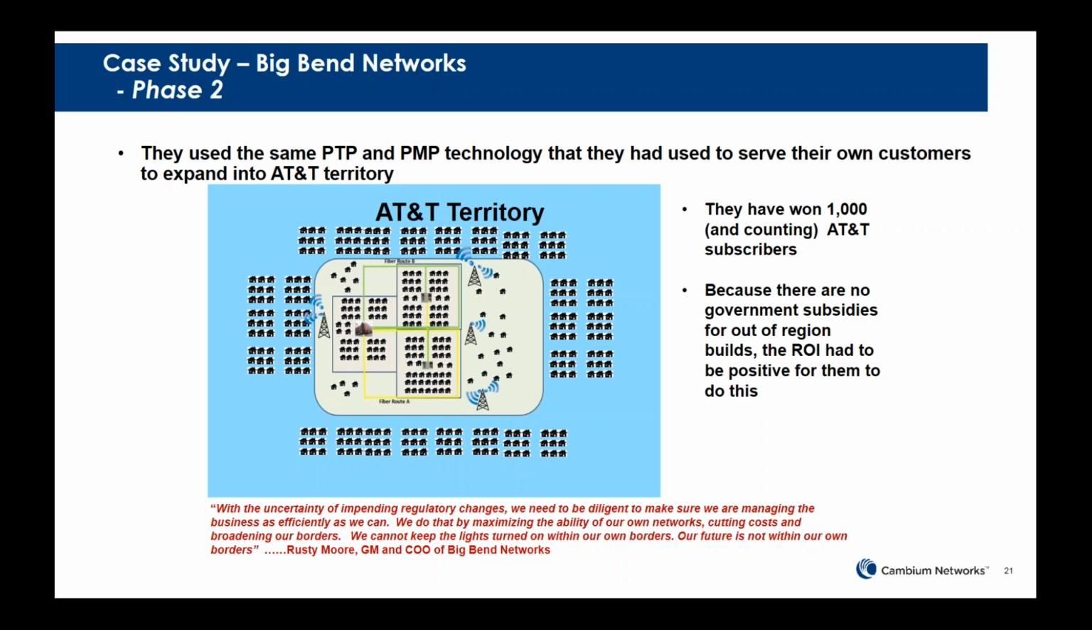And in this particular region, they did it without any government subsidies or anything like that. The ROI had to be positive for them to do that, and they were able to cost justify it. In fact, we've had customers making money with wireless internet service provider networks since before the federal government was putting any money toward those efforts at all.